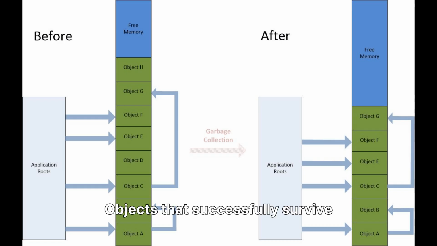Objects that successfully survive a Generation 0 collection are then promoted to Generation 1, indicating that they have a relatively longer lifespan than their Generation 0 counterparts. This promotion signifies that these objects are still actively being used by the application and are therefore less likely to be garbage, warranting less frequent collection scans.